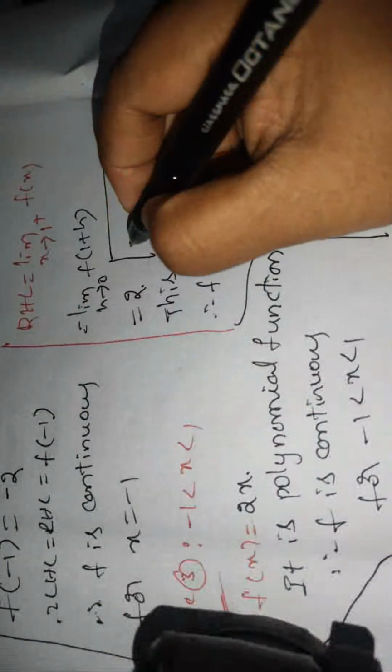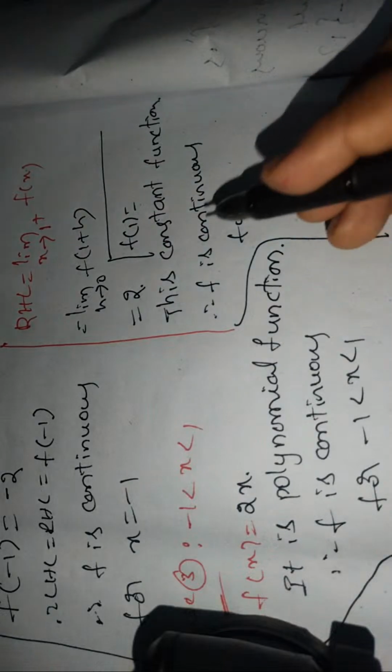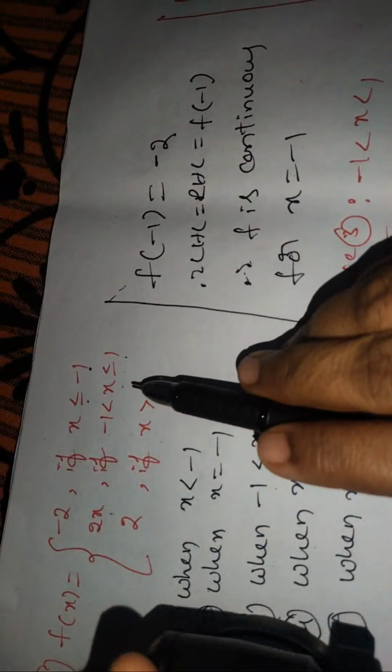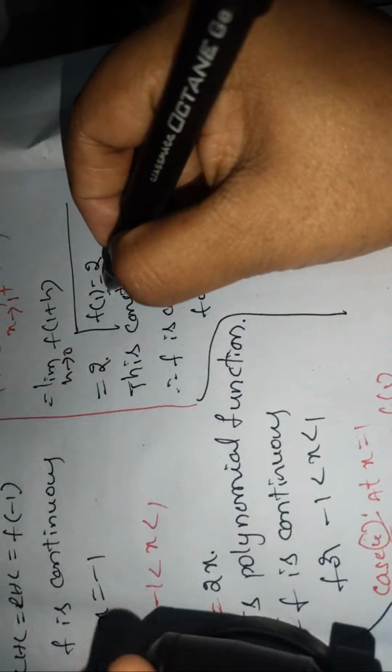Then I want to find f of 1 also. What is f of 1? When x equals 1, the function is 2x. What is the value of 2x?